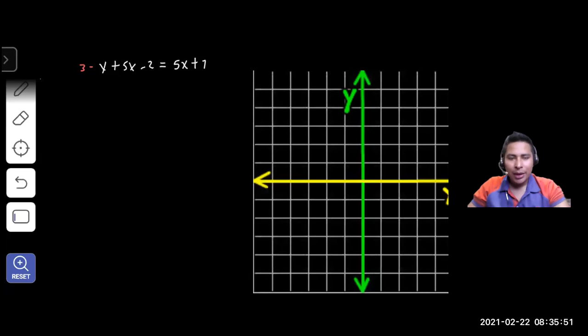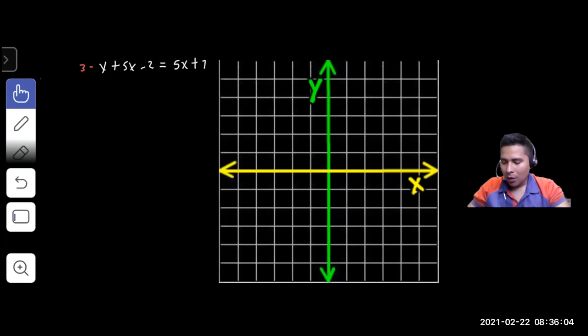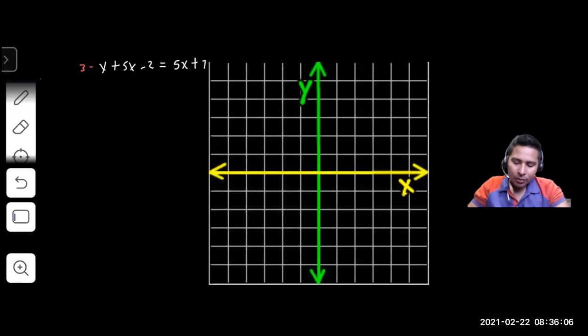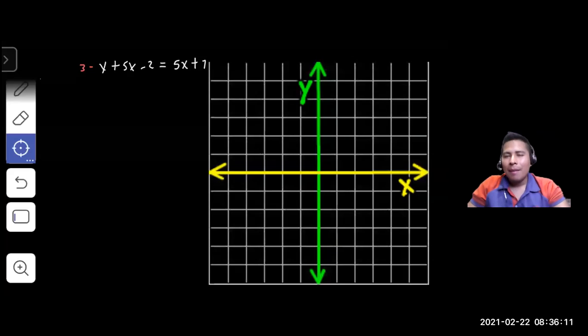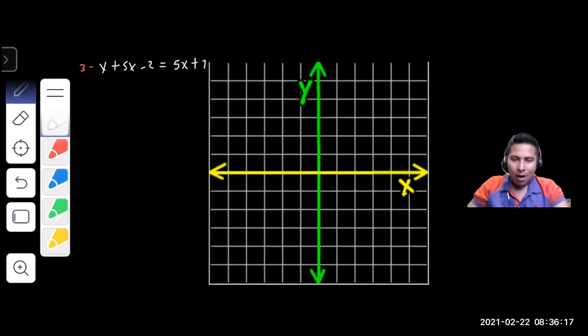Okay, let's suppose that we have y plus 5x minus 2 equals 5x plus 1. My goal is to graph this function. So I need to graph this, guys. Okay, basically we need to follow those steps. First of all, y. I'm going to ask you, is y alone in this moment, guys? No. Not at all, right? Okay, I need to solve for y. That's my first step.